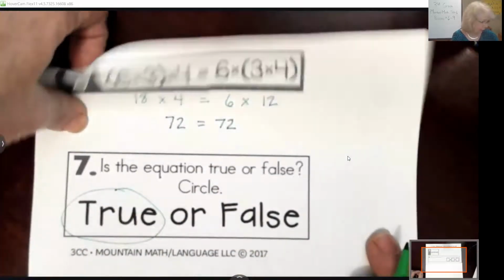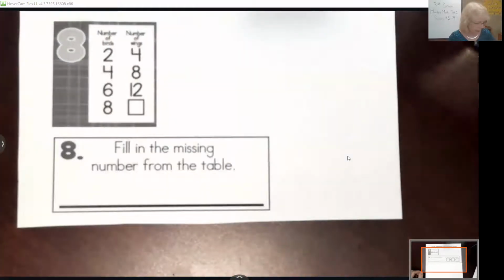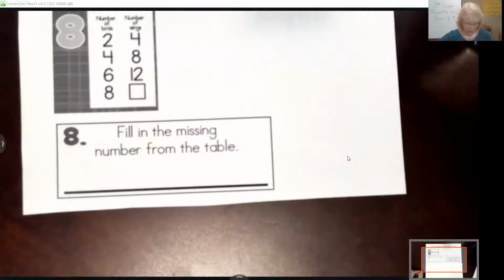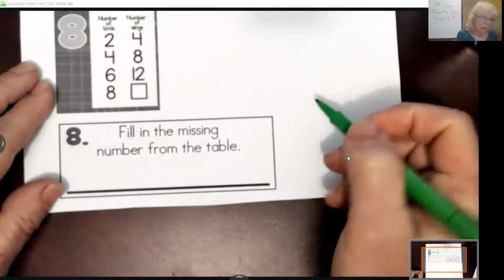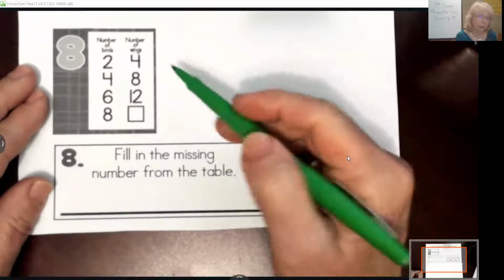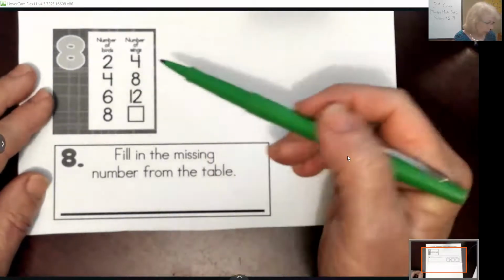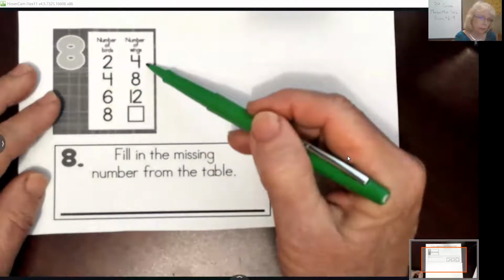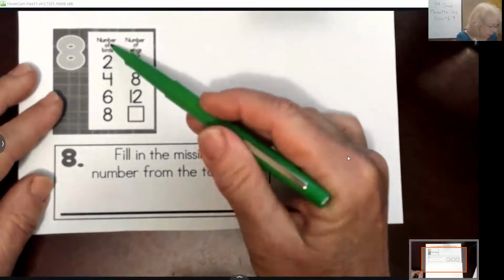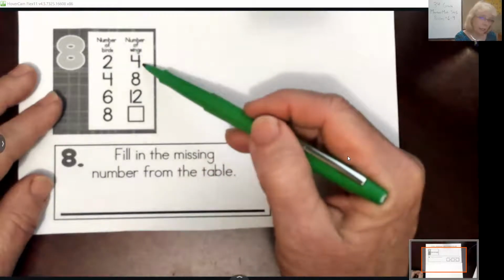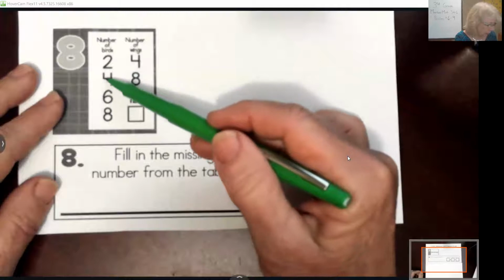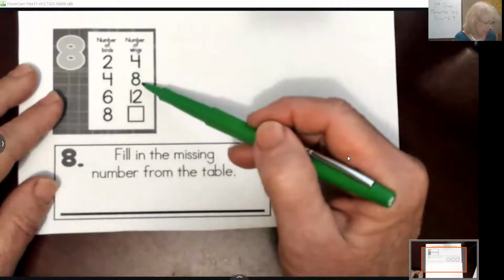Okay, let's go on to number 8. In number 8, it asks us to fill in the missing number from the table. So here we're looking for a pattern or a rule, if you will, to figure out how we get from this number over to this number. So number of birds is 2 and number of wings is 4. Here we have number of birds is 4, number of wings is 8.